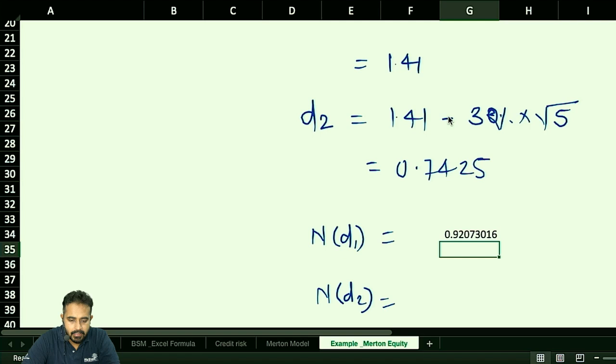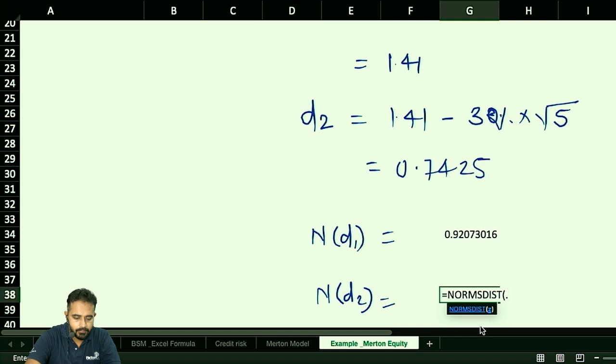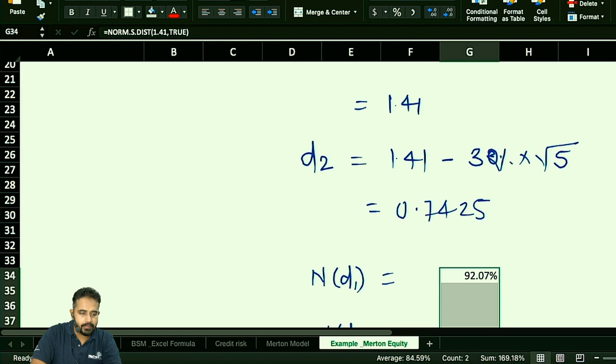The second one, norms dist, the 0.7425. Okay, and that is 77%. Let's convert them to percentage terms. Let's increase the decimals a little bit. Okay, so there we go, we have the values ready. Now these values will go and put in the original equation.